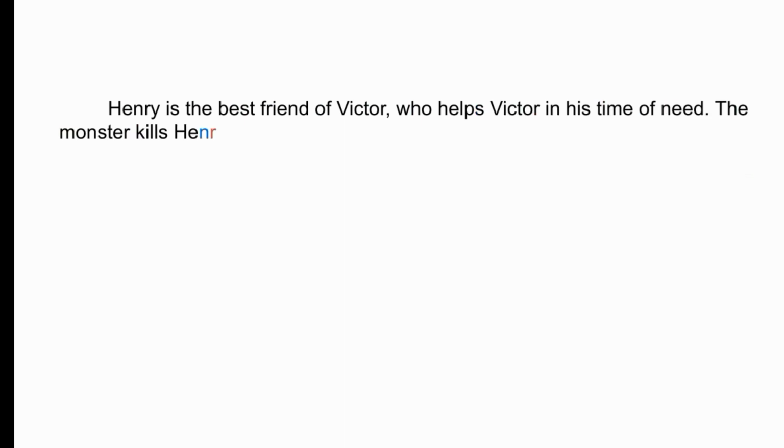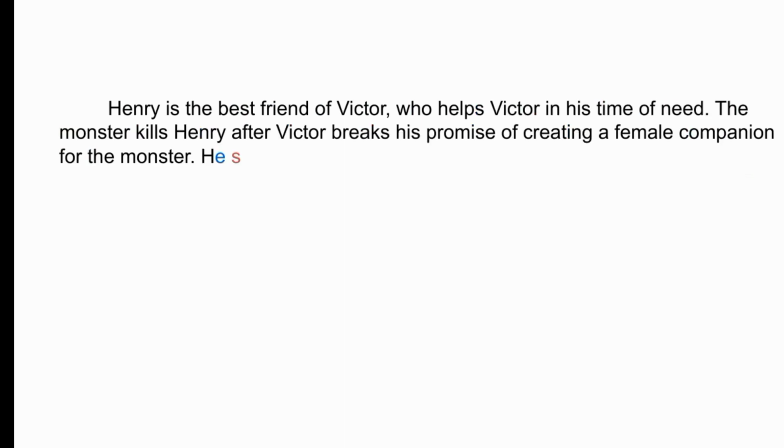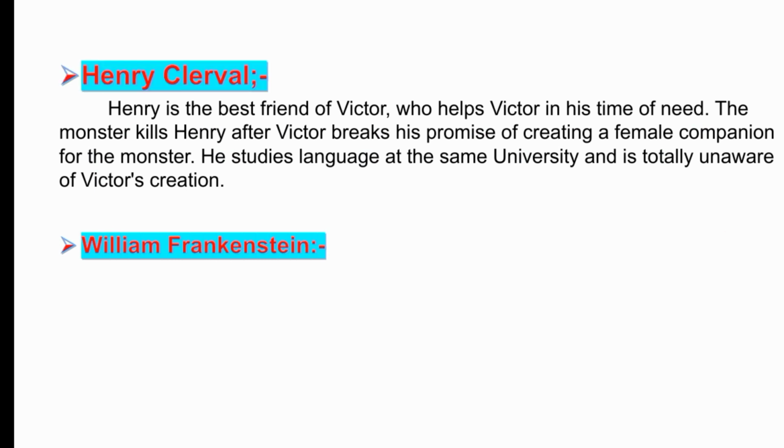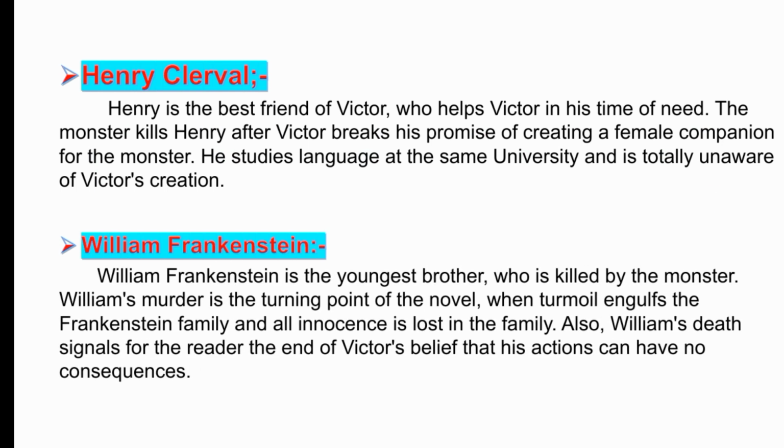Henry is the best friend of Victor, who helps Victor in his time of need. The monster kills Henry after Victor breaks his promise of creating a female companion for the monster. He studies language at the same university and is totally unaware of Victor's creation. William Frankenstein. William Frankenstein is the youngest brother, who is killed by the monster. William is the first person murdered by the monster. William's murder is the turning point of the novel, when turmoil engulfs the Frankenstein family and all the innocence is lost in the family. Also, William's death signals for the reader the end of Victor's belief that his actions can have no consequences.